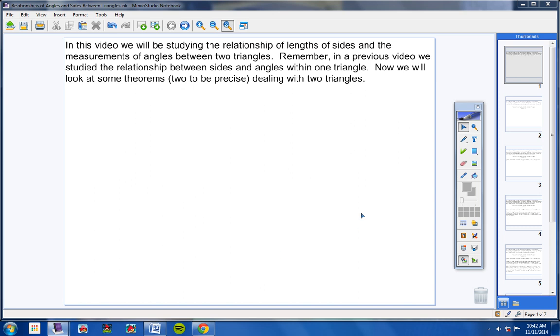Studying the relationships of the lengths of sides and the measurements of angles. Here it is, key phrase, between two triangles.